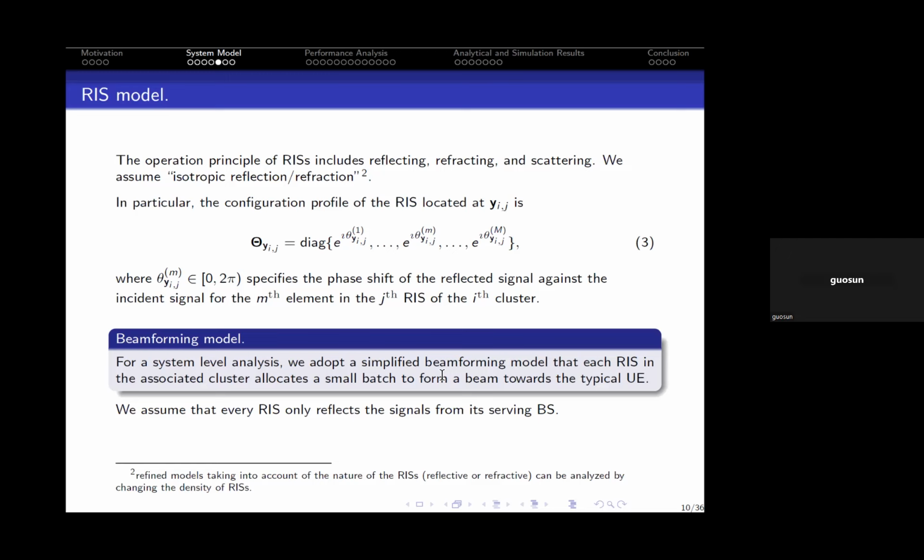Then equation 3 is like an antenna array, to define how to do the beamforming. But we won't go into that detail. So the takeaway of this page is we assume a very simplified beamforming model to say each RIS in each cluster is separated into small batches, and each batch forms a small beam towards a typical user. So the takeaway is this small beam.